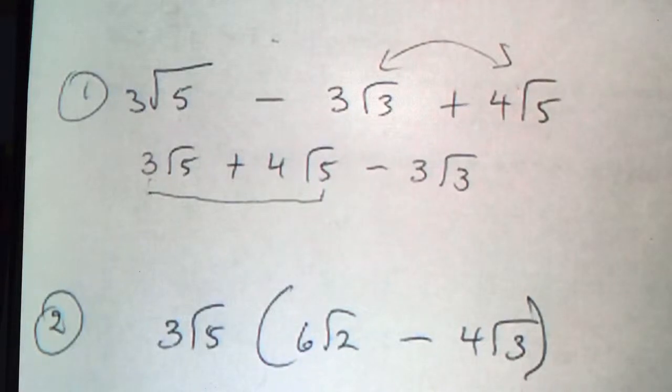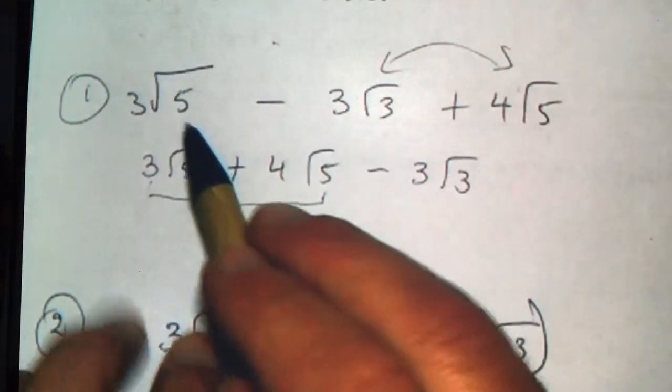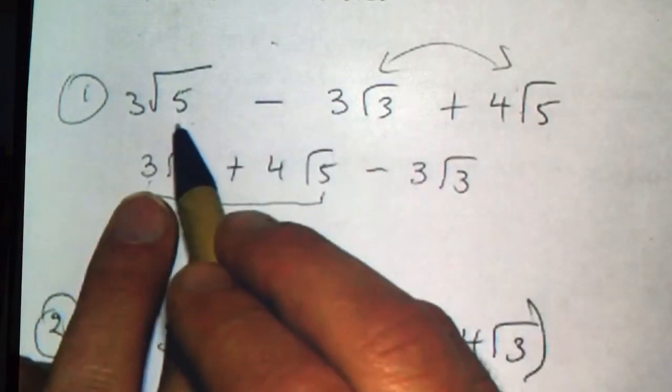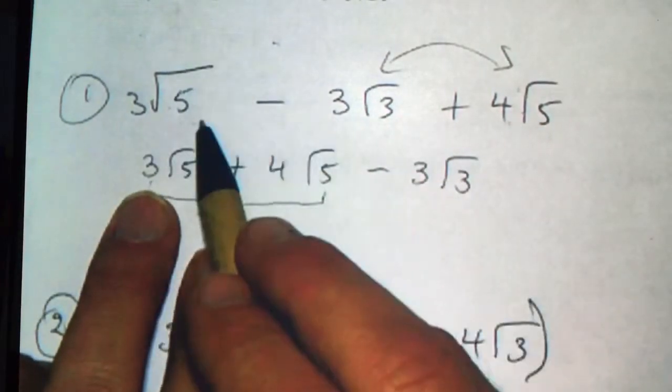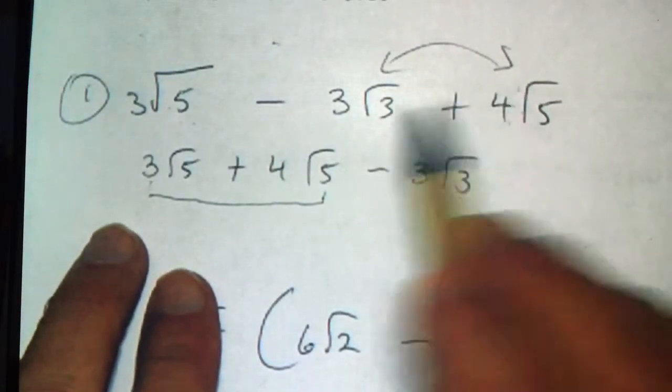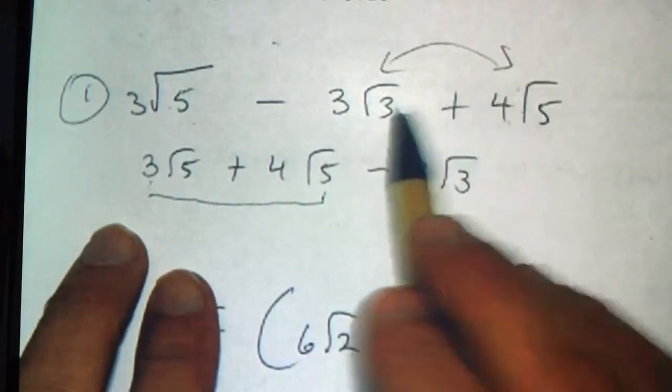Standards retakes. This first question has radical 5 and radical 5 in common. And when we have things in common, we want to put them together. So what we did here is we moved negative 3 root 3 and 4 root 5. We exchanged their position using the commutative property.